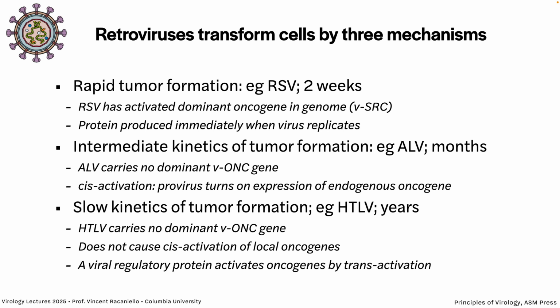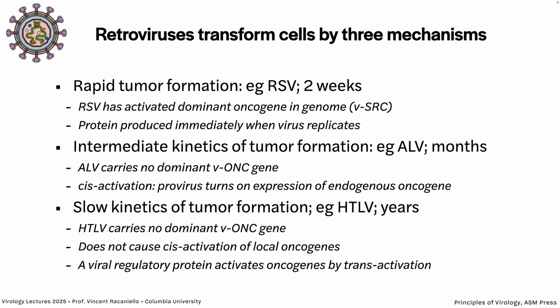These retroviruses transform cells by 3 mechanisms. Now you're going to learn about avian leukosis virus. So the first is rapid tumor formation in about 2 weeks. You inject the chicken, 2 weeks later you got a tumor. That's Rous sarcoma virus. It has an oncogene in its genome. When the virus infects the cell, it produces the protein. The cells start to divide. And remember, retroviruses integrate into the host, so they're there forever. They don't kill the cell. They make it divide forever. So that's the first kind. Intermediate kinetics, a couple of weeks or months.